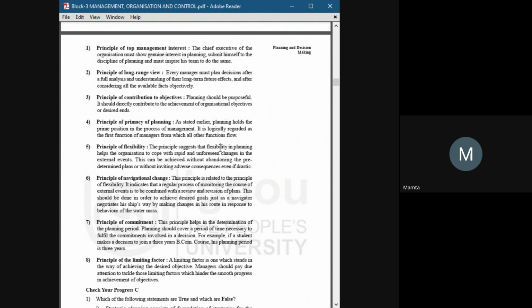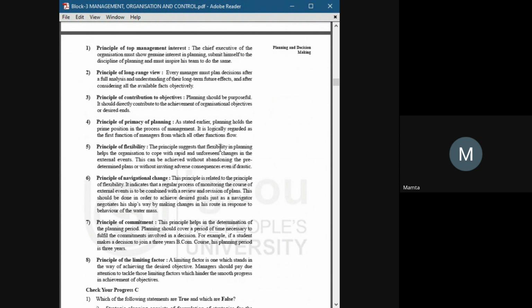Principle of contribution to objectives. Your plan should be directed toward your goal. It's not like your goal is to reach destination A and you are planning to reach destination B. It should not be like that. Your planning must be directed toward your goal. So that is the principle of contribution to the objectives.